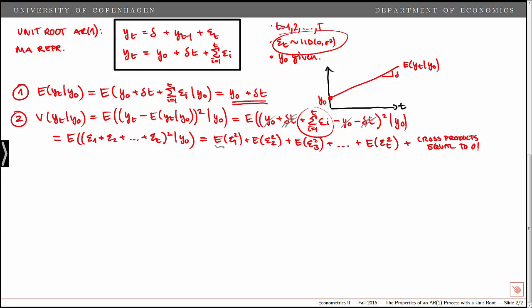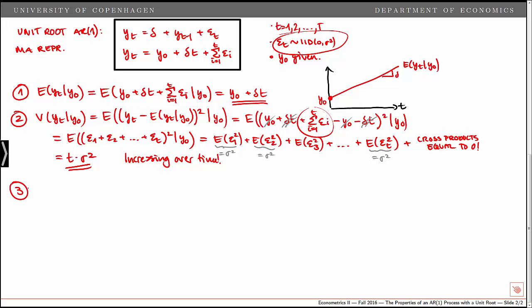Note that this is just the variance of the first shock, which is equal to sigma squared. The second term is also equal to sigma squared, and so on. We have a constant variance. So what we're left with here is simply t times sigma squared. That's the variance, and note that the variance here is increasing with t. So it is increasing over time. It is converging to infinity as t goes to infinity.